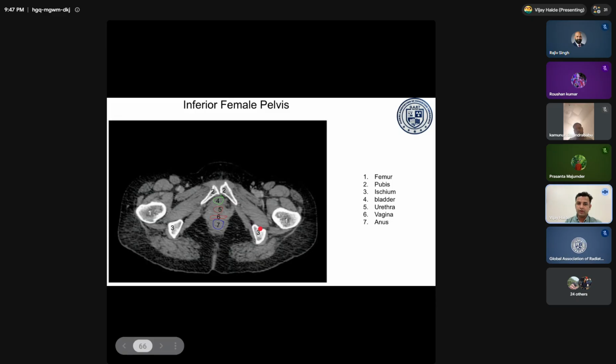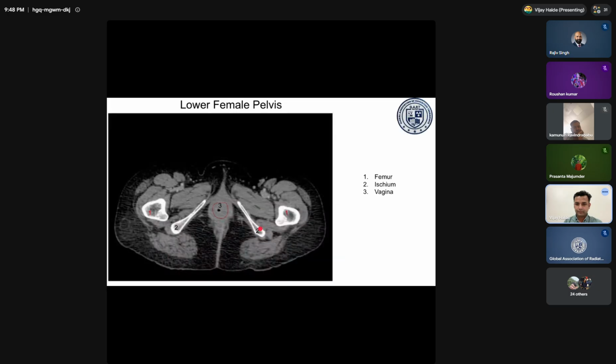So radiation therapy should utilize both bony and soft tissue anatomy during the CBCT matching. The soft tissue structure may change, like the bladder may change, and the presence of gas or feces will change the position of the rectum also, or the rectum will be filled. So this is the lower female pelvis area. Femur we can see here, the ischium, and the vagina includes the urethra. So daily imaging is required at the pelvis level to match the important structures.